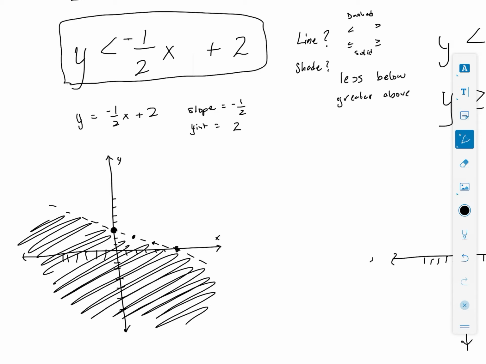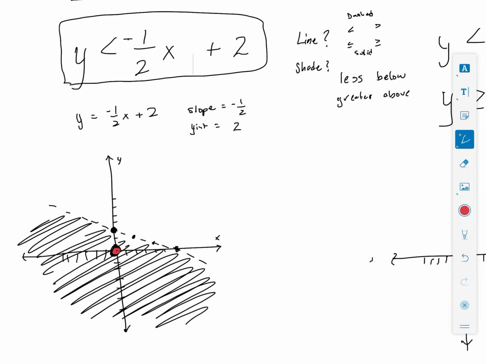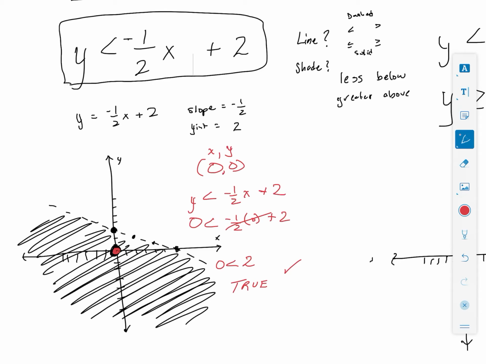So let's take the easiest point I know of, 0, 0, the origin. I'll even highlight it in a different color for you. I'll test the point 0, 0 in my inequality, y is less than negative 1/2 x plus 2. Subbing in an x value of 0 and a y value of 0, I get 0 is less than negative 1/2 times 0 plus 2. Anything times 0 is 0, leaving me with 0 is less than 2. That is, in fact, a true statement. I know now that my shading is correct.